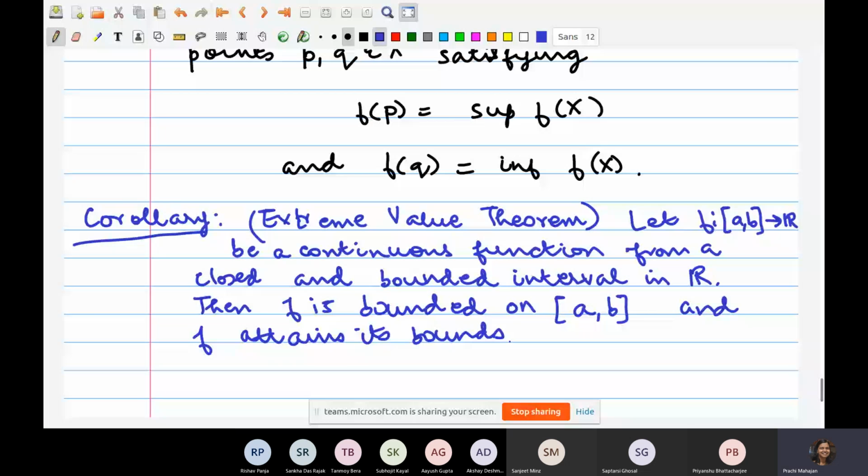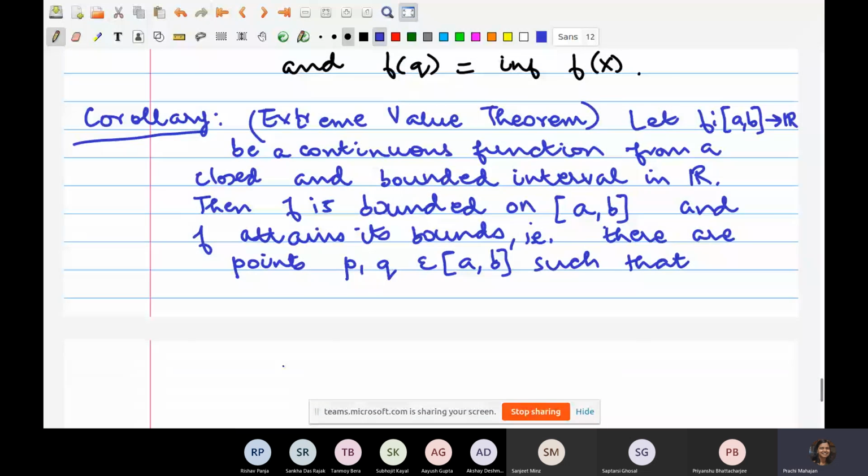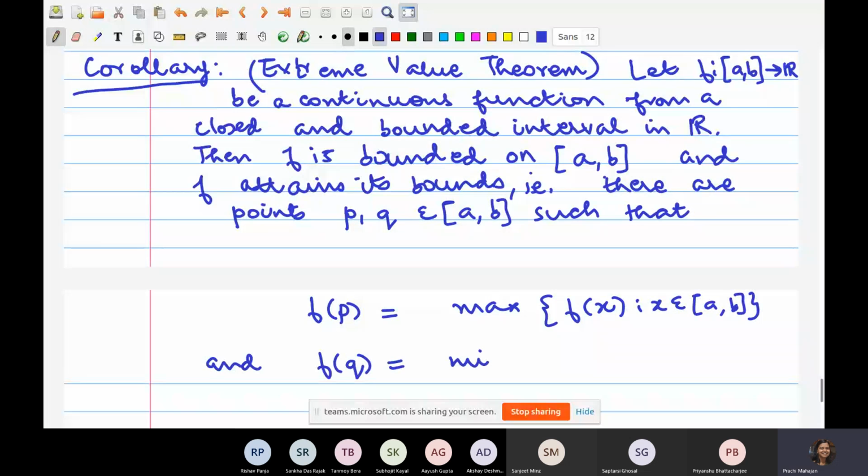That means that there are points, let me use the same letters as upstairs, in the interval [a, b] such that, maybe I'll write it like this if that looks more transparent, the supremum of f is realized at the point p and the infimum of f is realized at the point q.